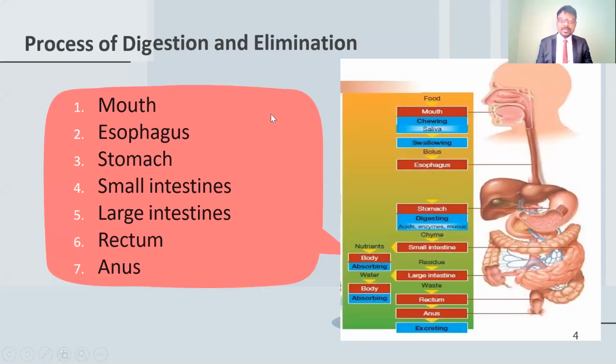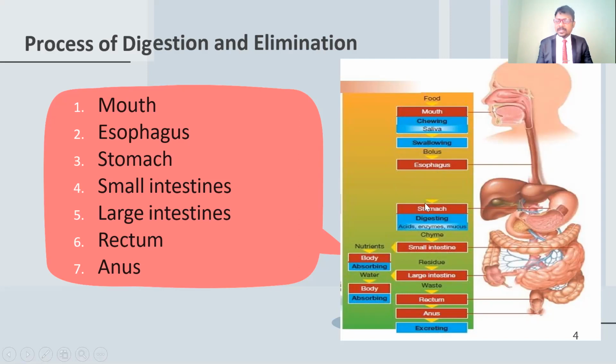If you see the process of digestion and elimination, it starts in the mouth and ends in the anus. It goes from mouth to esophagus, stomach, small intestine, large intestine, rectum, and anus. Whatever food we take enters the mouth, where it is mixed with saliva while chewing, and then swallowed. Through bolus formation, it goes into the esophagus due to peristaltic movements. Because of smooth muscle contractions, the food moves from the esophagus to the stomach.